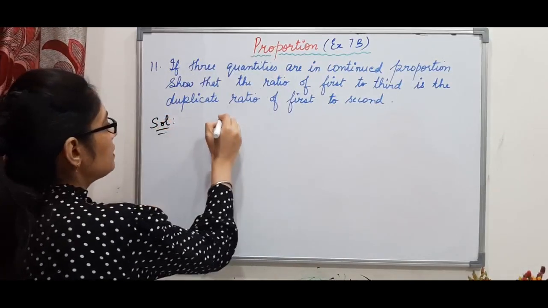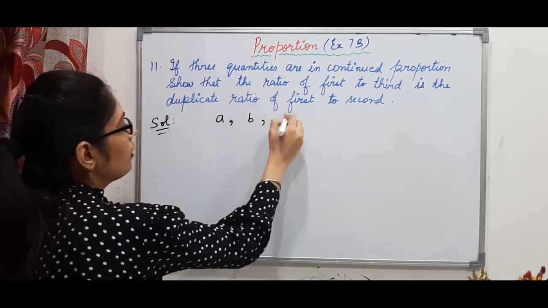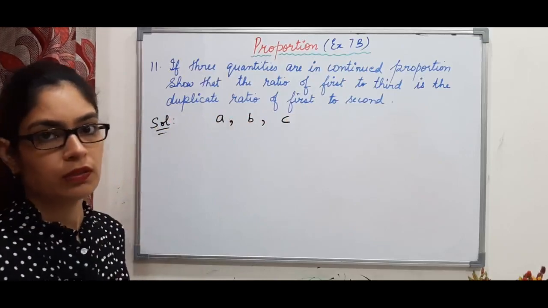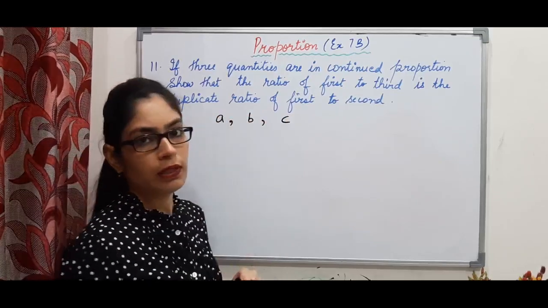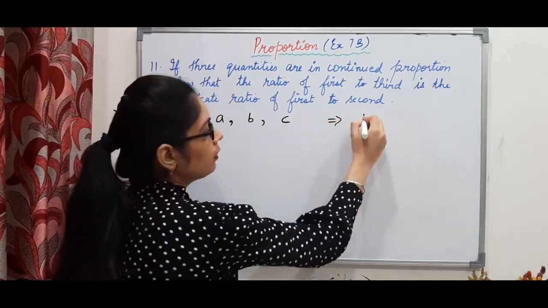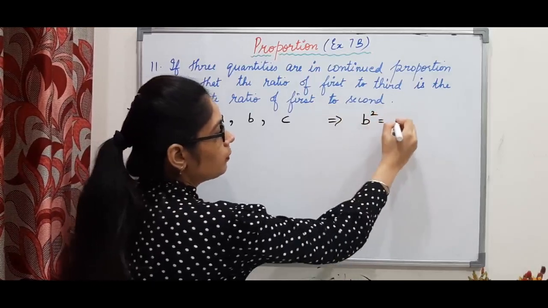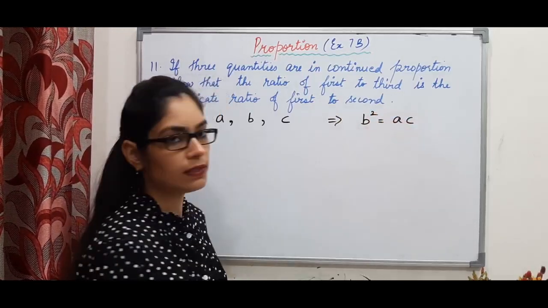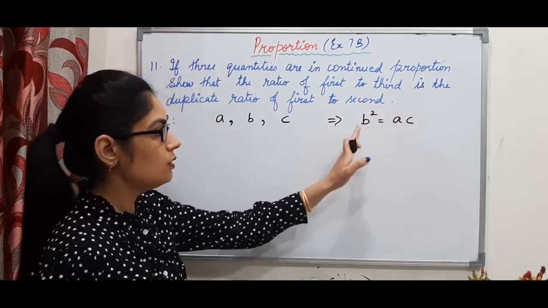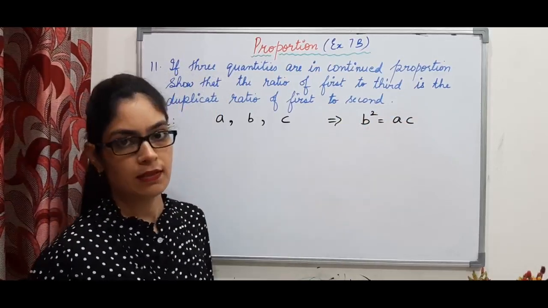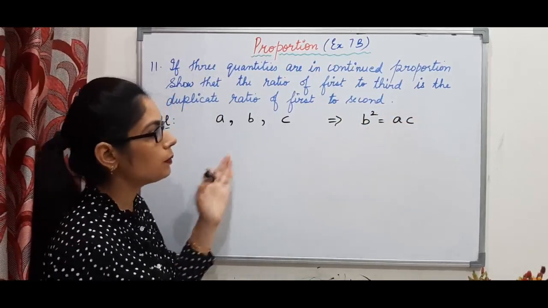So A, B, C are in continued proportion. So in continued proportion, we know that the square of the mean is equal to the product of the first proportional and third proportional. So B square is equal to AC. It is there in continued proportion.